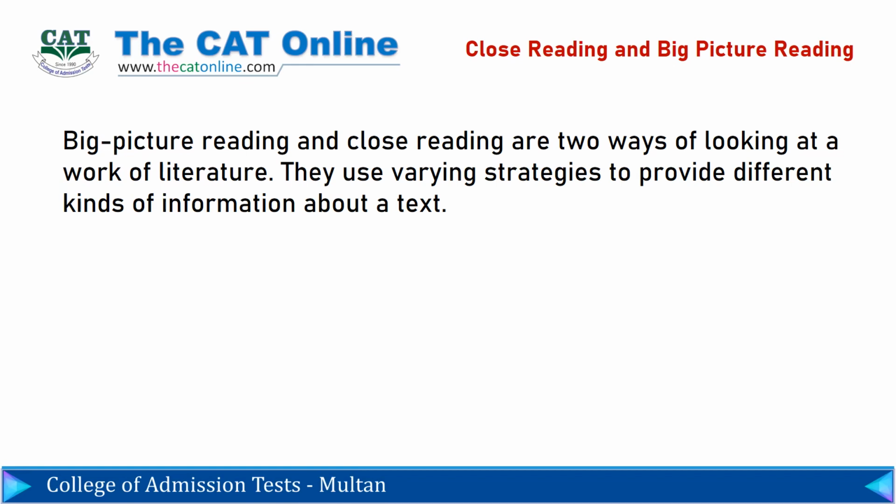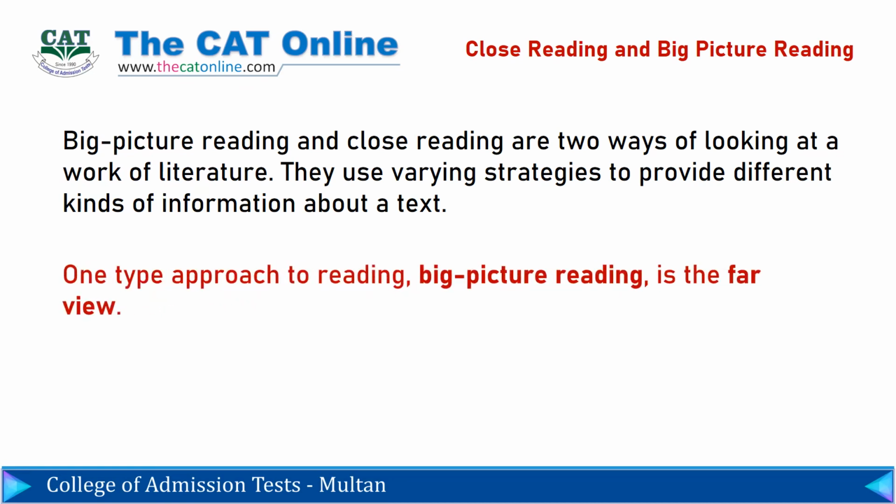Big picture reading and close reading are two ways of looking at a work of literature. They use varying strategies to provide different kinds of information about a text. One approach to reading, big picture reading, is the far view. Seeing things from a distance allows us to make generalizations, and see patterns and overarching themes we can use to describe a work of literature as a whole. Close reading is the near perspective. It's an up-close look at literature, shining a light on the small choices made by the author, including word choice, character actions, and symbolic objects.